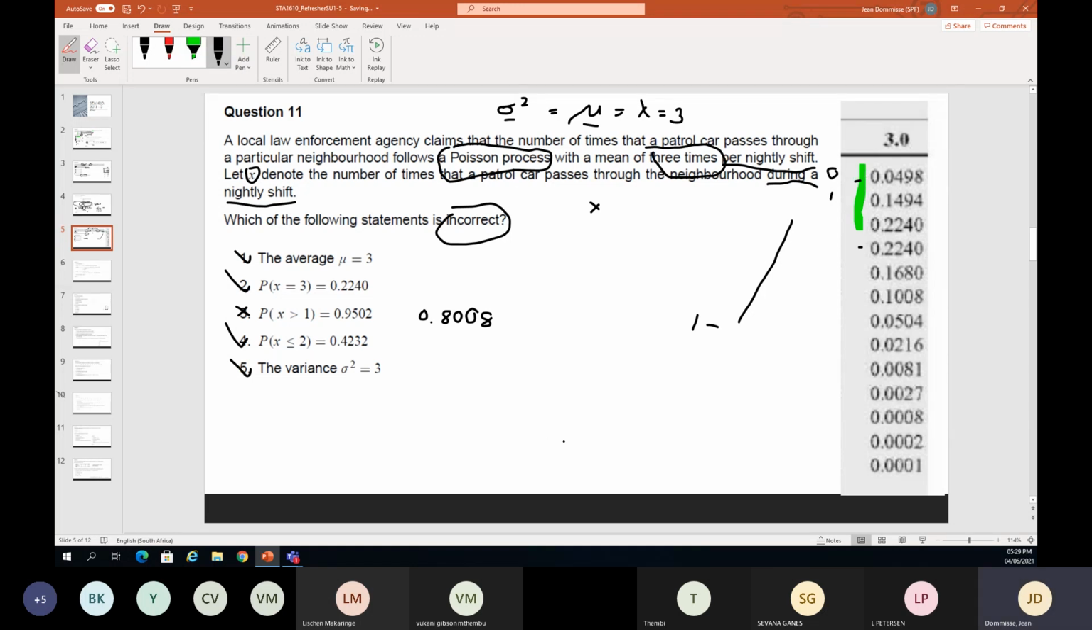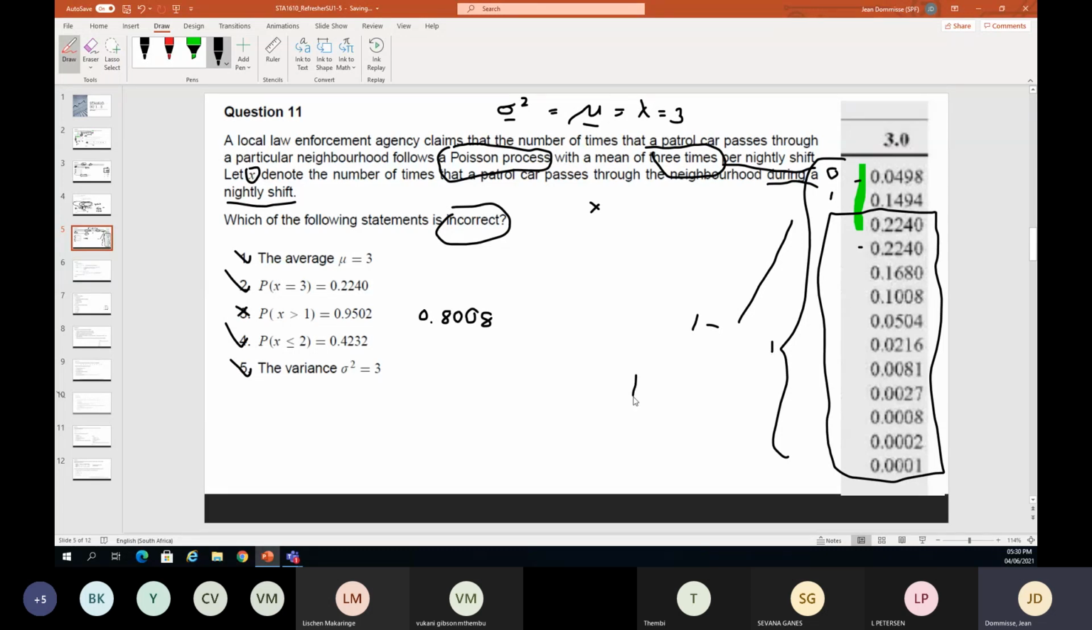Okay. Sorry, John, can you explain how you got the 0.8008? Okay, cool. No problem. So we need to work out the probability of x bigger than 1. So we need to add all of these together. But there's no way I'm going to do that in the exam and also make a mistake. But we know that all the probabilities need to add to 1. So then it's easier to say 1 minus that first 2.